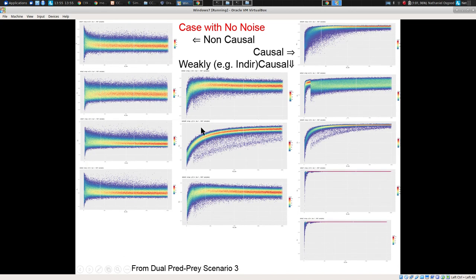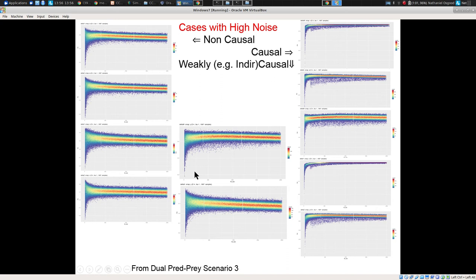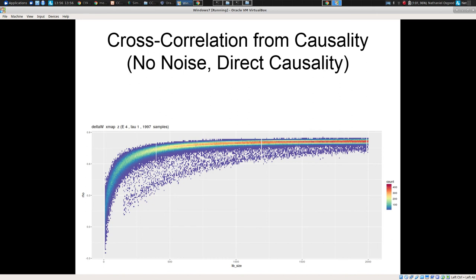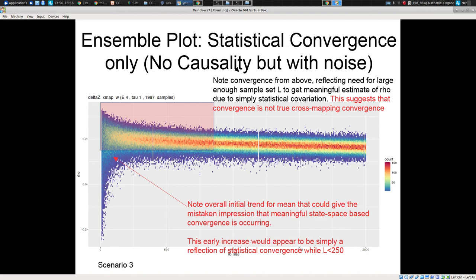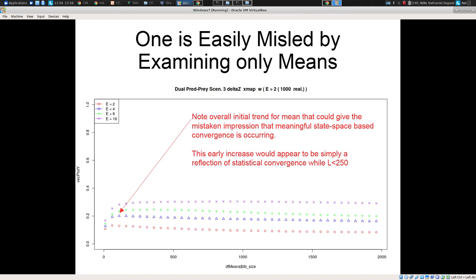You'll notice the indirectly causal ones here, the weakly causal, are getting less clear in terms of being causal. You can't read this clearly as causal with high noise. There's a causal relationship there, but there's enough noise that it confuses it. But meanwhile, the strong causal signals remain quite strong. So you can read them off of this. This is direct causality, indirect causality here between the two, the causality mediated by other variables, for example. And here, no causality, but with noise, as I mentioned.